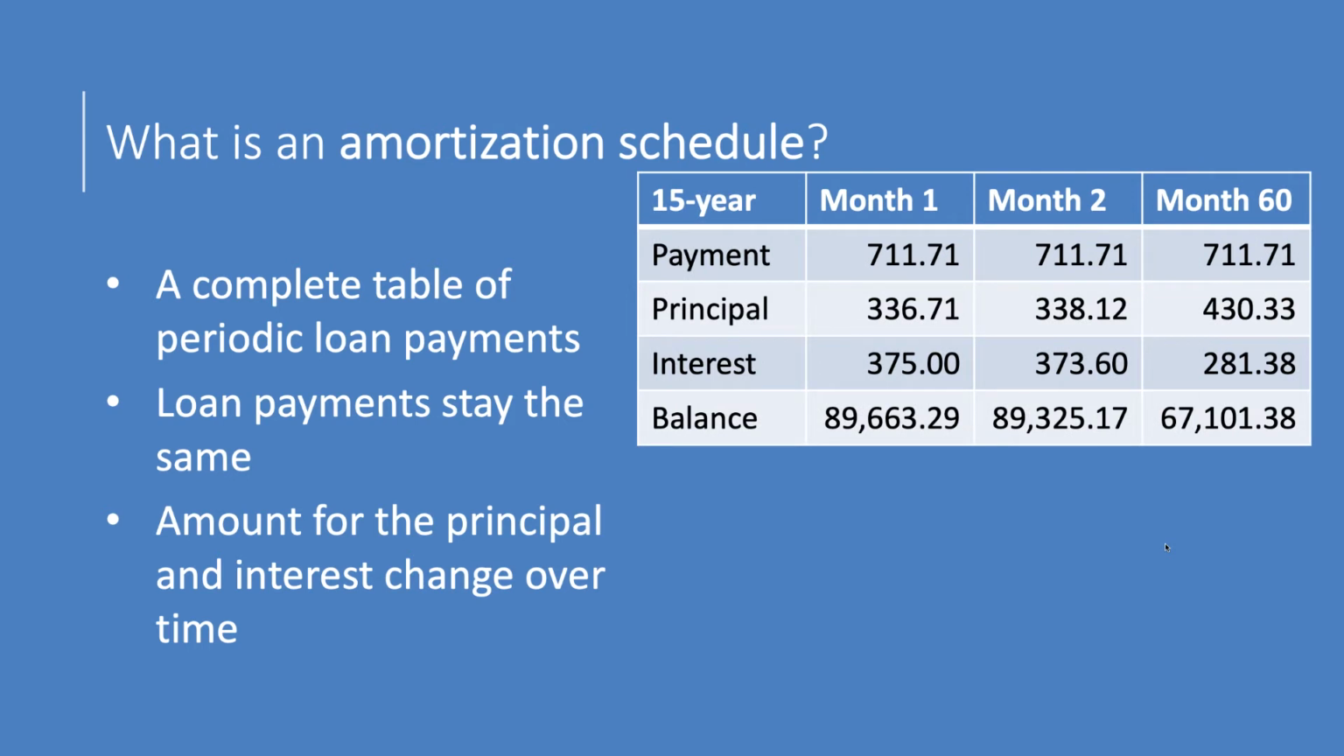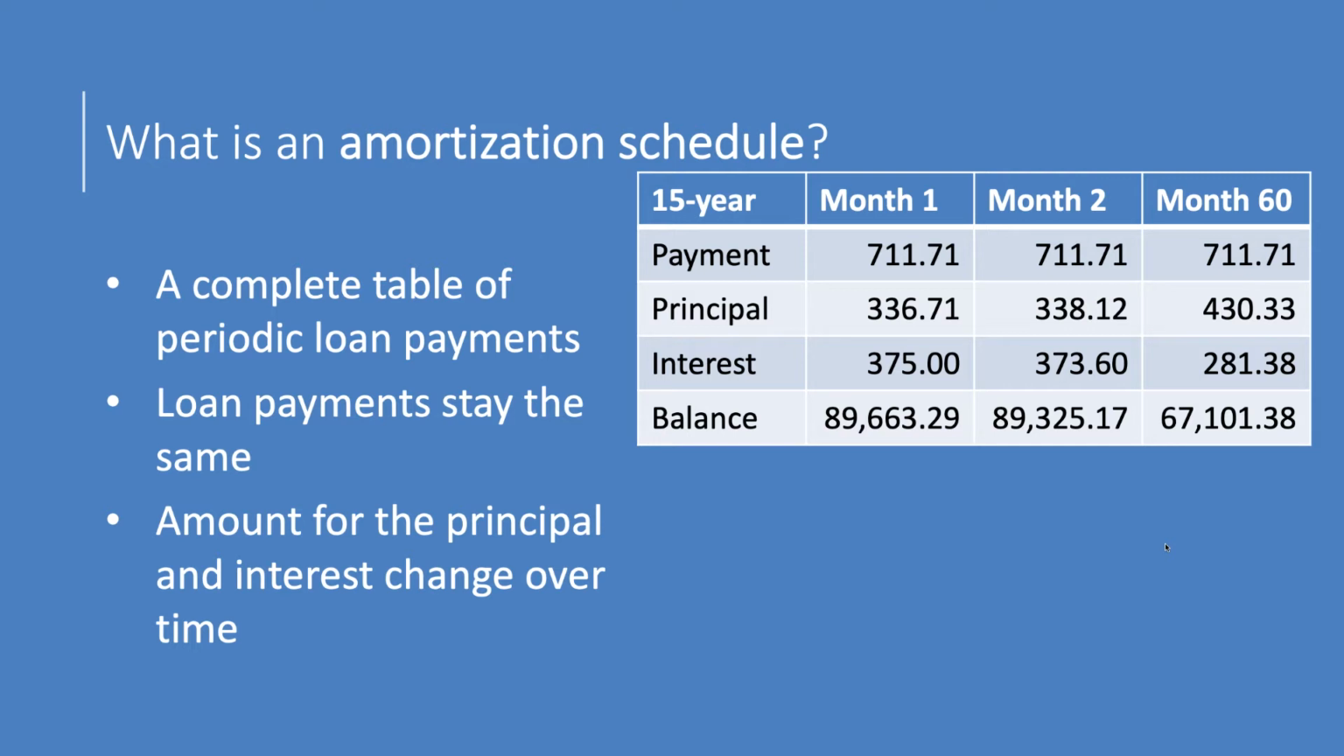So what happens? Let's look at our 15-year scenario. I'm showing you here month 1, month 2, and month 60, so right at around 5 years of the loan. The payments across the board, whether it's month 1, month 2, or month 60, will always be $711.71. However, the principal changes.